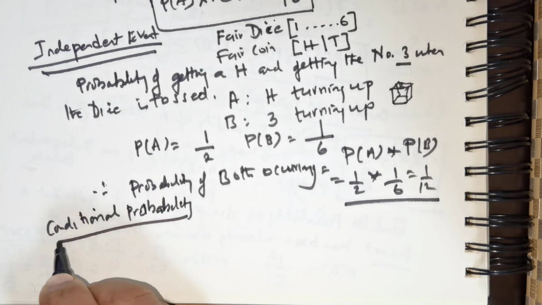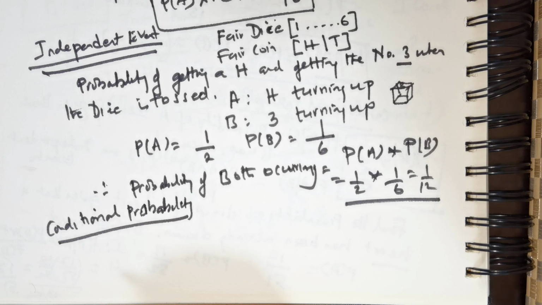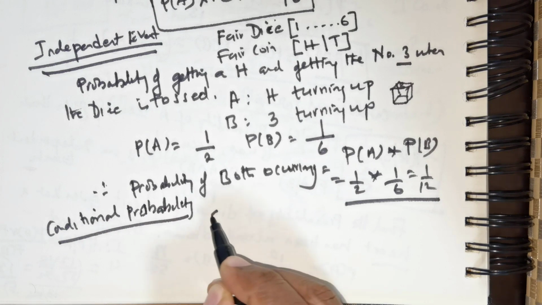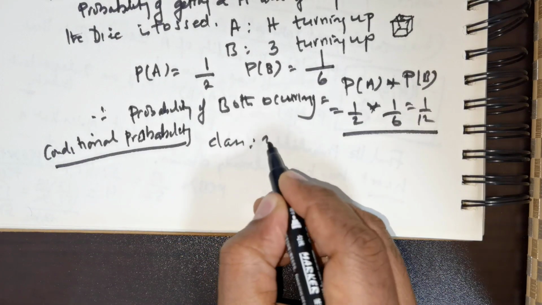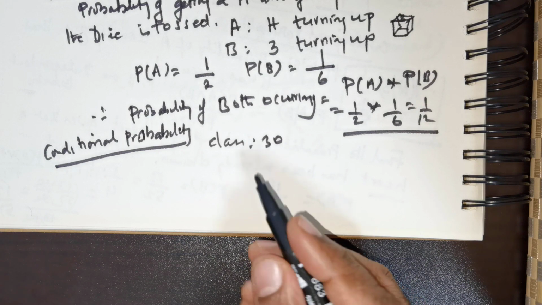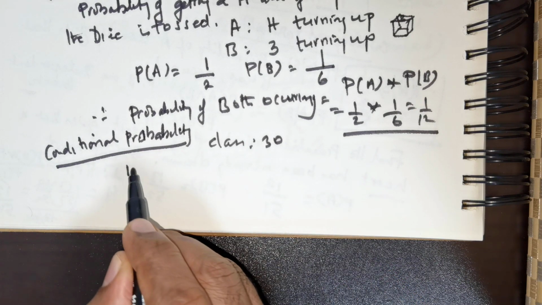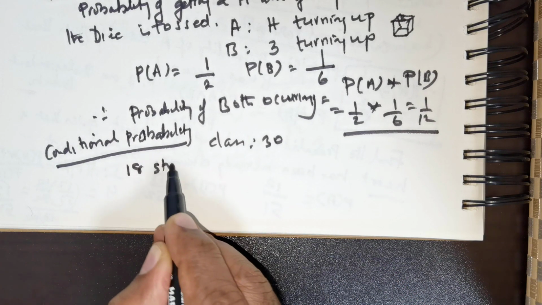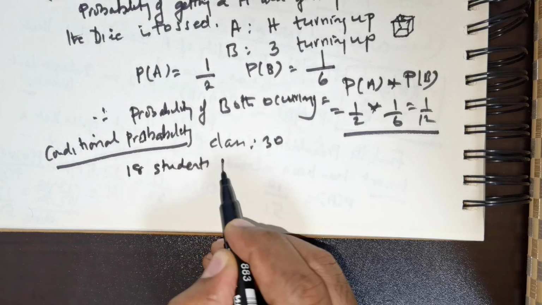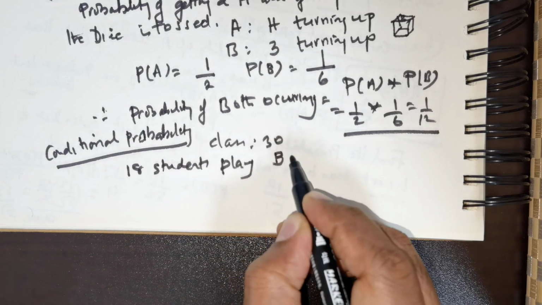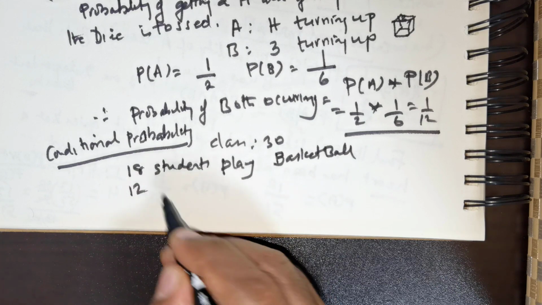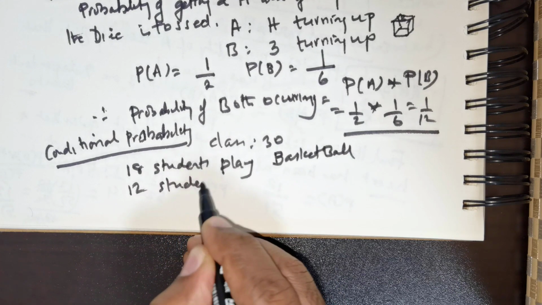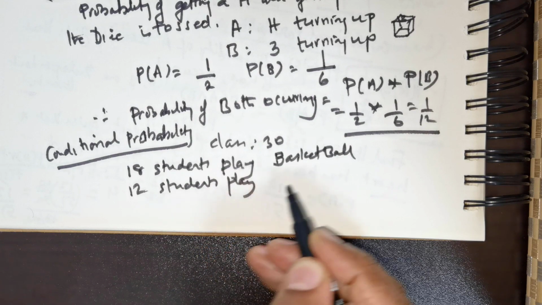So what illustration are we going to see here? Okay, let me give you this beautiful illustration. Imagine you have a class of 30 students. Out of 30, say 18 students play, let me take it as basketball, and 12 students play football.